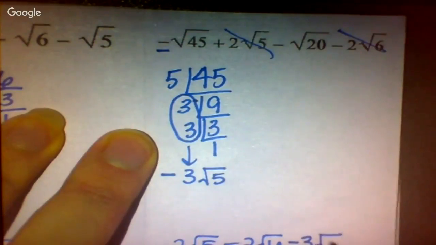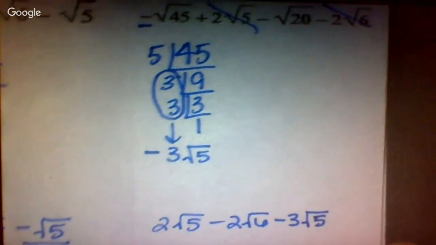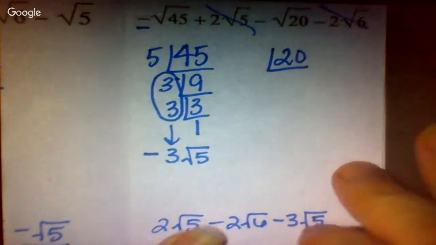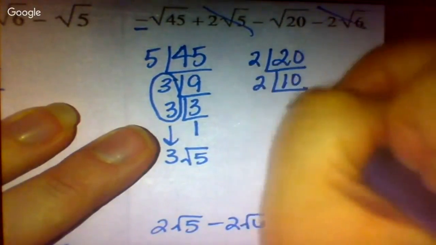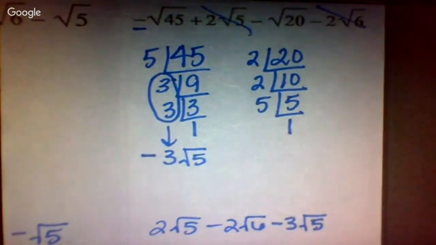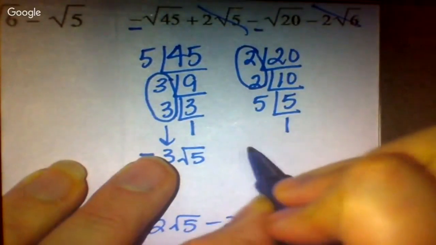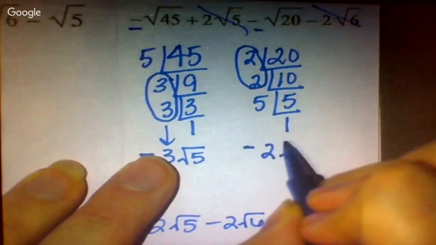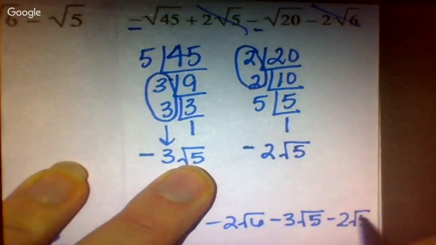So I'm bringing down -3 square roots of 5. And the last thing I need to break down is my 20. 20 breaks down into 2 and 10, 2 and 5 and 1. What am I grouping in? 2s. So again, you bring down that negative. I'm bringing down a 2 because that's what I've grouped. And I have the square root of 5. So -2 square roots of 5.